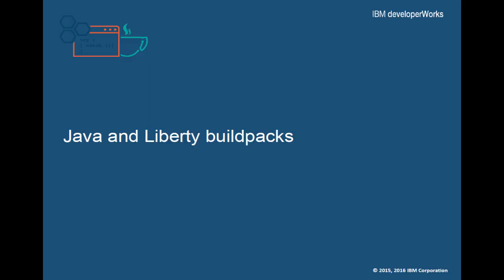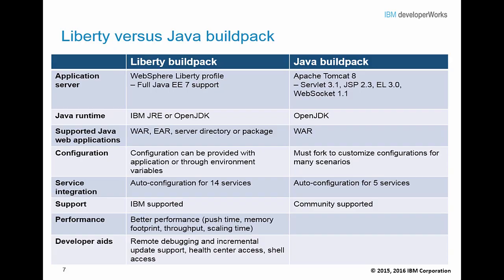Now let's look at the two build packs that you can bind to while running your Java applications on the IBM Cloud. You can use the Liberty build pack, where you will be running the applications on WebSphere Liberty Server on the cloud, or you can bind to the Java build pack, where you'll be running the applications on Tomcat application server. Let's compare the Liberty build pack with the Java build pack.